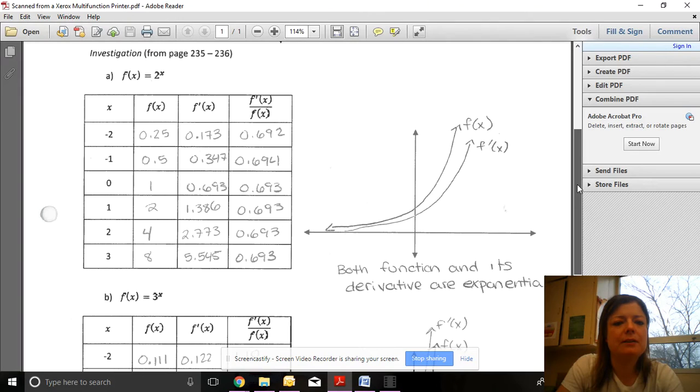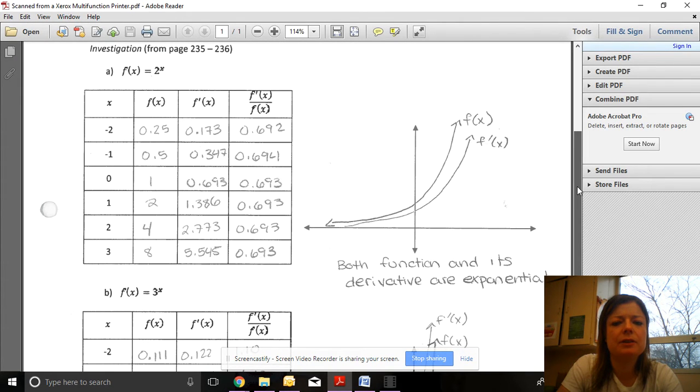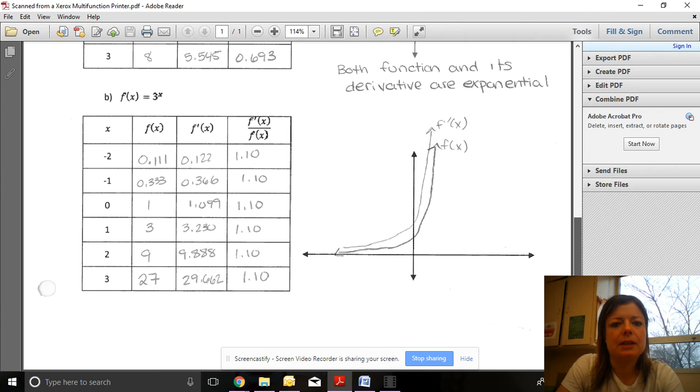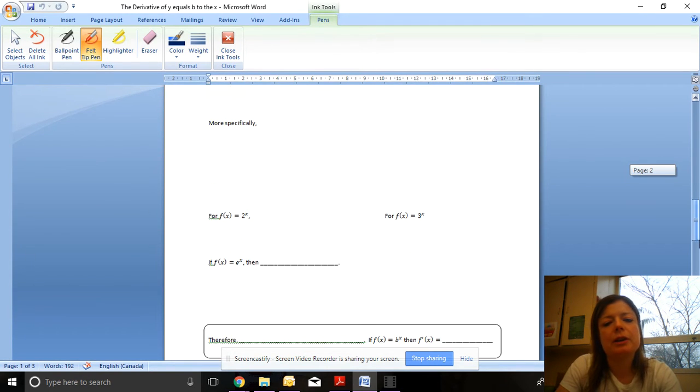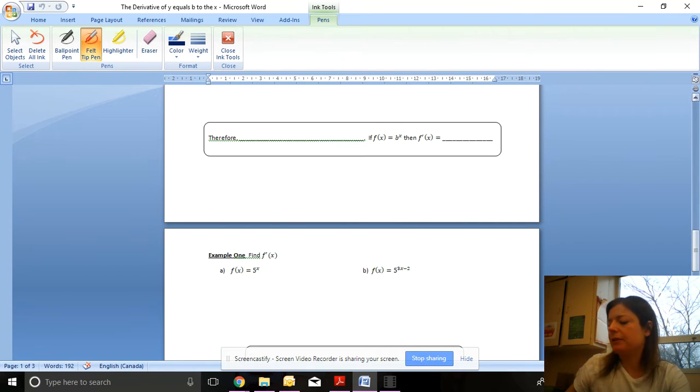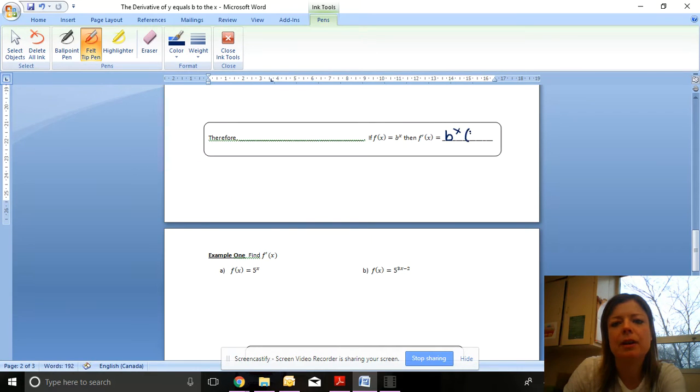So if you want to pause the video or take a screenshot, there's the first answer, and there's the second answer. So the key here is that you notice that these columns are producing the same thing, this ratio. So tomorrow we'll go through and talk about the investigation in more detail, go through the conclusions, but for now I am just going to finish up and give you the conclusion, and tomorrow we'll explain why. So if you have a function b to the x, then its derivative is b to the x times ln, the natural ln, of b.